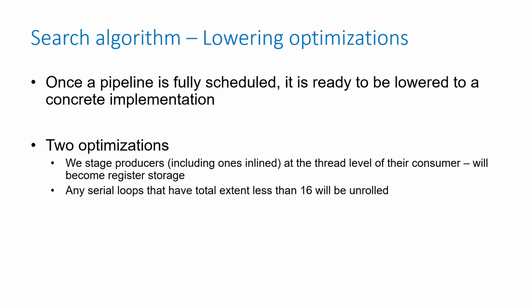Once the schedule is assembled for the pipeline, it's ready to be lowered into a concrete implementation. There are two optimizations that they do. One of them is that the producers stored at the thread level of their consumer will become register storage. That is, if the store_at is at the thread level, then that's going to become a GPU register. And for serial loops, the innermost loop that has a total extent less than 16 will be unrolled, and that should help with SIMD warps and things like that.